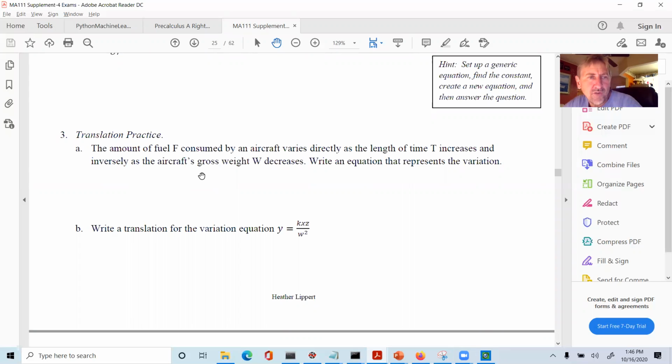Write the translation for this. So this time you got the W squared on the bottom, so that's inversely with W squared. So Y varies jointly with K and X, and inversely with the square of W. And again, you can check that one in the back.